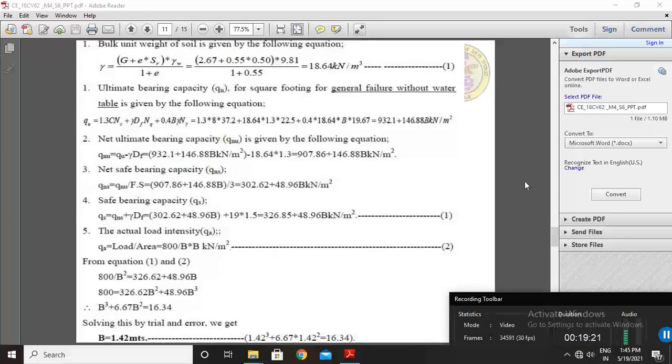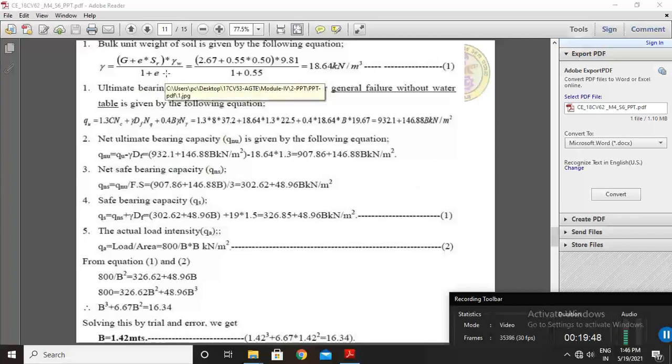Bulk unit weight of soil is given by the following equation because density is not given here. So now we calculate based on the G, e, Sr relations. So gamma equal to (G plus e into Sr) by (1 plus e) into gamma w. All of you remember this relation because we have already derived it in GT1 in last semester.